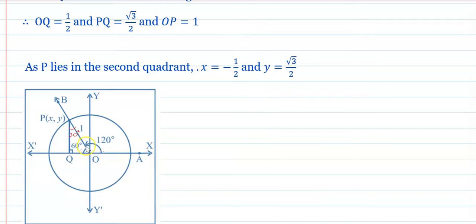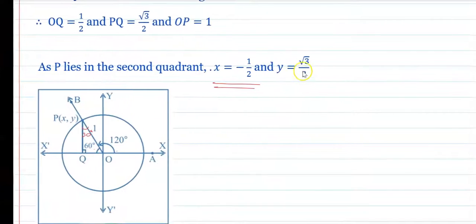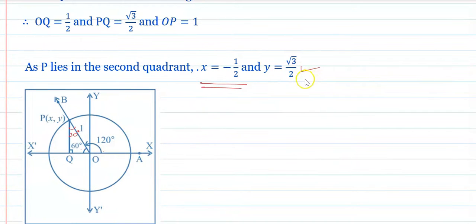Now we will define the values of x and y. What about the x? The side opposite to angle 30 degree is half of the radius, half of the hypotenuse. That is equal to 1 upon 2 and hence x is negative. Therefore x is equal to minus 1 upon 2. The side opposite to angle 60 degree is y, and that is root 3 by 2 times the hypotenuse. Means what? Root 3 upon 2 into 1. Therefore the y coordinate is root 3 by 2 and y is positive there.